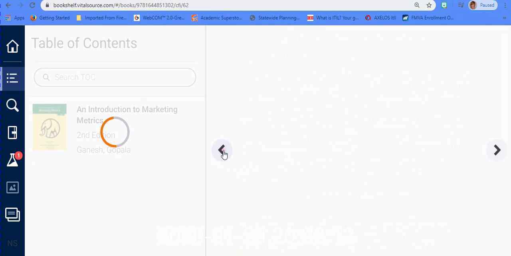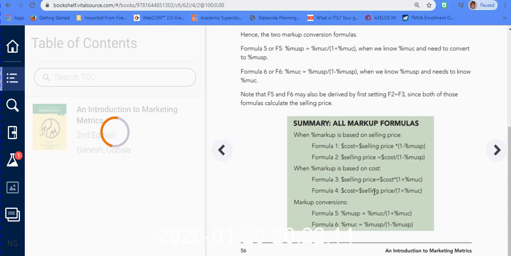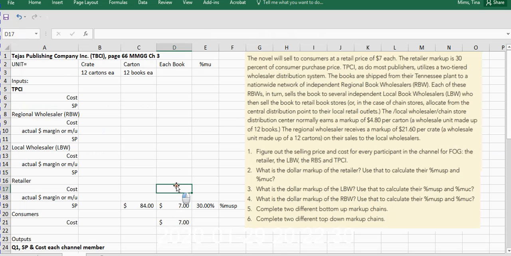2 more pages and I'll be there. So we have the percent markup on selling price and we're calculating cost. So clearly we need to use formula 1, selling price times 1 minus the percent markup on sales price. So let's go back over to our spreadsheet. We will do that in our cost cell.